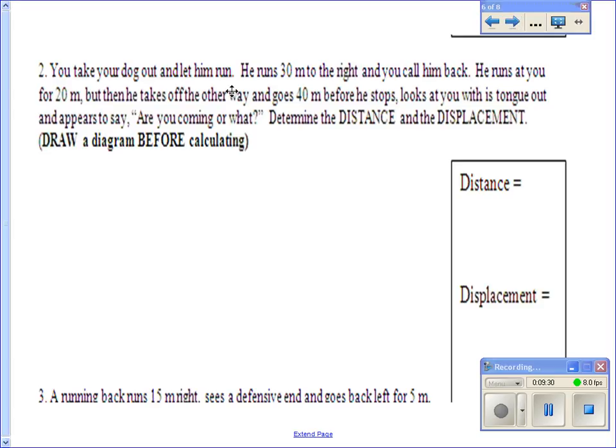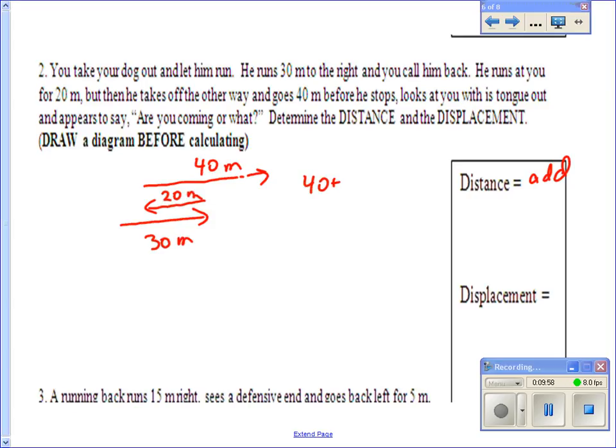So number 2, you take your dog out and you let him run. He runs 30 meters to the right, so we're going to draw an arrow and label it 30 meters to the right. Then you call him and he runs at you for 20, and then he runs away for 40. So the distances, remember, you just add them up. I'm having my students write add when they see distance. And that means it's 40 plus 20 plus 30. And that gives you 90.